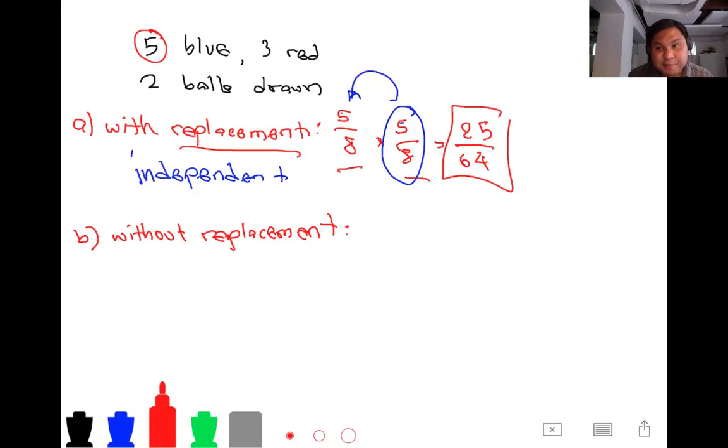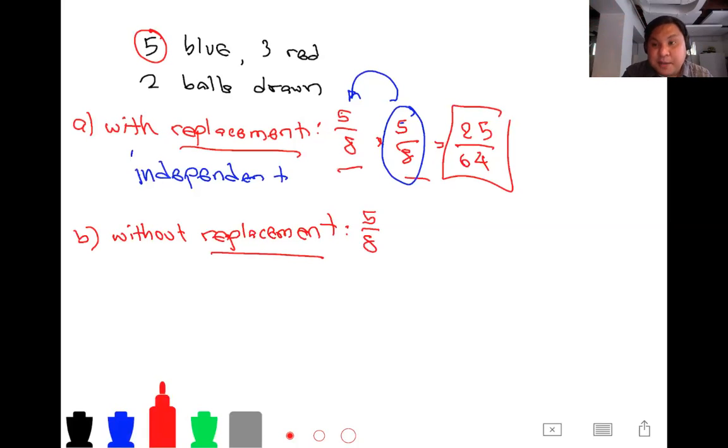So for without replacement, I actually saw a lot of you answering this way in the previous exercise. That's great. That's very good. So without replacement, the probability for the first draw is 5 over 8. There's a 5 out of 8 chance you get a blue ball. Check it. Okay, it's blue.